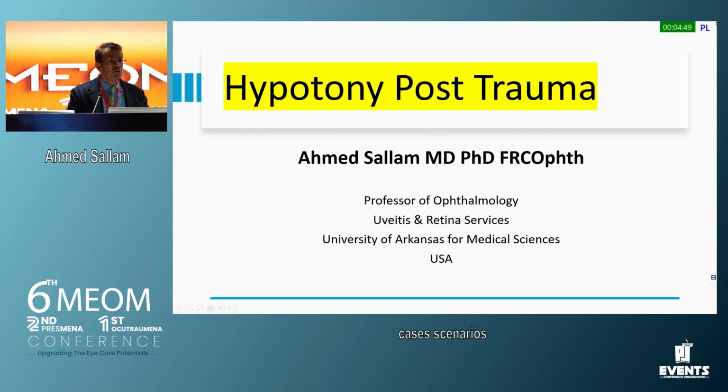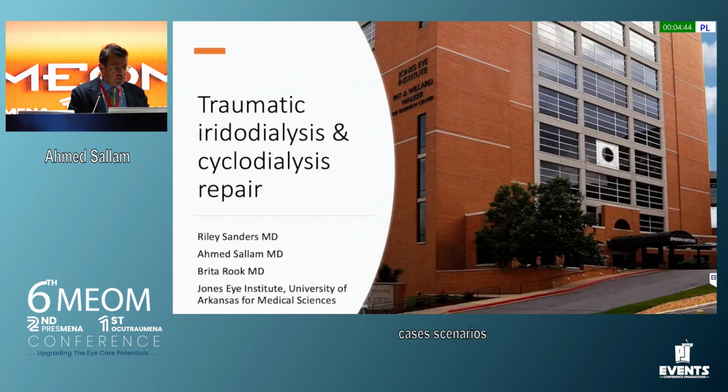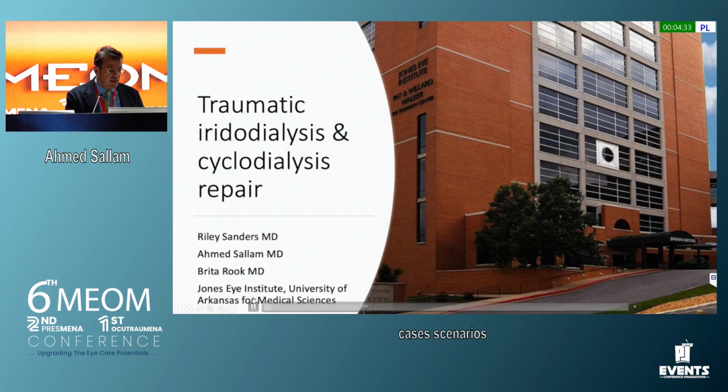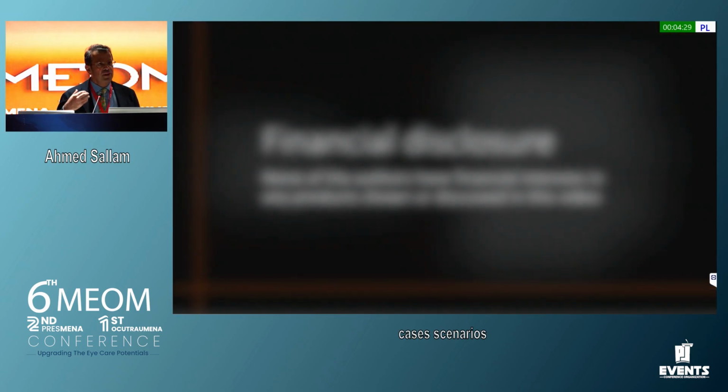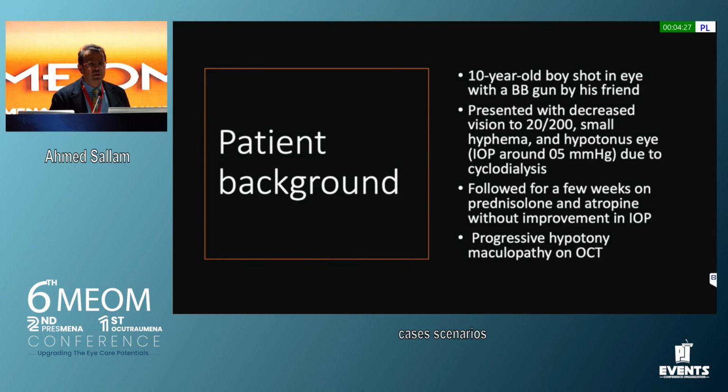So I chose a case to match with the theme. This is a patient who presented with hypotony post-trauma. This kid was hit in the eye, and he came to us with hypotony. When this happens, the important thing is to exclude that there's a ruptured globe, an open globe leaking. But in this boy, there was not, and we could see the hyphema. We also found a cyclodialysis on gonioscopy.